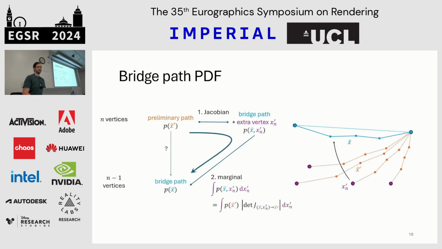So we can expand that integral a bit by using the Jacobian, as I said before. Then we have everything ready and just need to compute the integral, because this is just a product of the Jacobian, which can be derived in a simple way because it's just the scaling, and the preliminary path PDF that I've shown before.